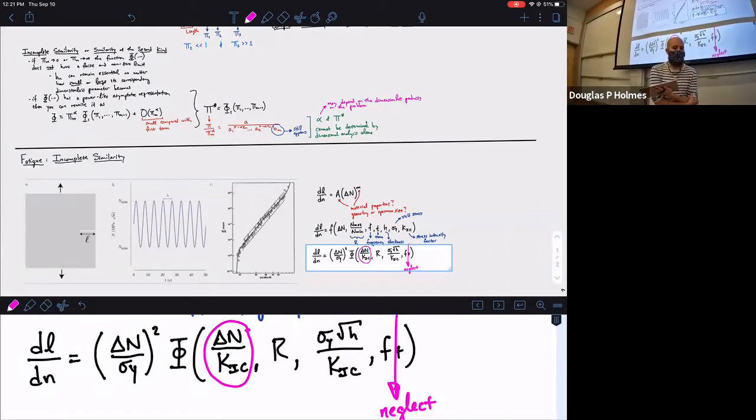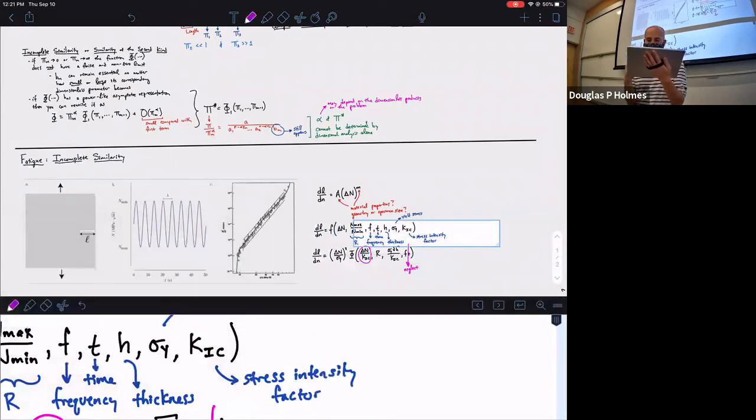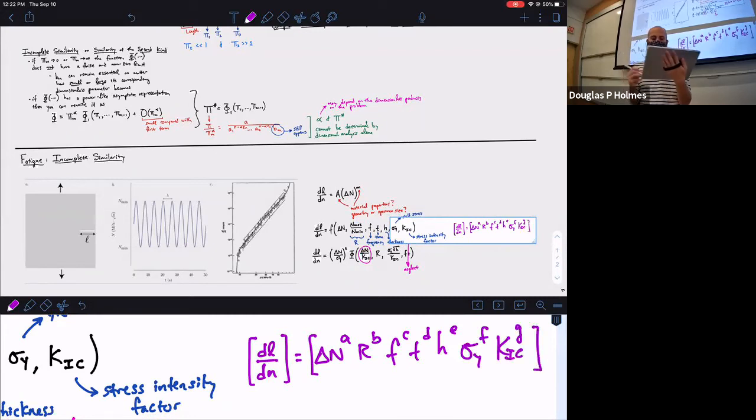Yeah, what I'm writing down here is if you had gone through the process of saying, dl/dn, the units of dl/dn should equal delta n to the a times r to the b times f to the c, T to the D, H to the E, this whole messy world of things. If you go through this process and solve, you're going to end up with, I think, just three independent dimensions, length, mass, and time. And you'll end up with a bunch of dimensionless groups.